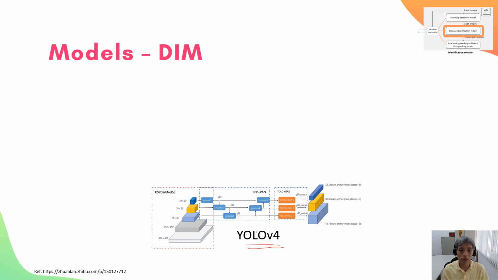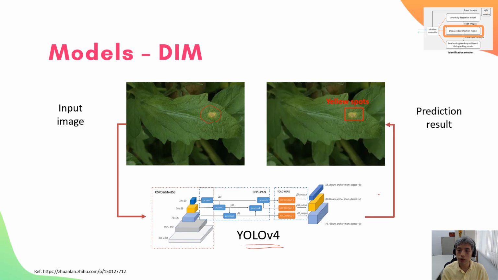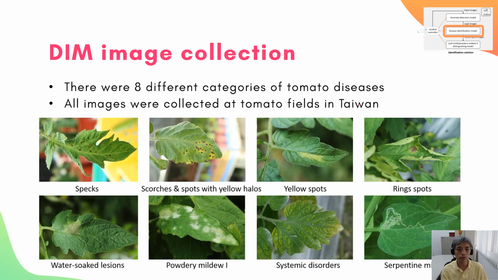In a sense, if we provide an image of a tomato leaf, and you can see there's a lesion over here, and we feed this image into the YOLO V4 model, the model will determine the location of the lesion and tell us what kind of lesion it is. And in this example, it is yellow spots.